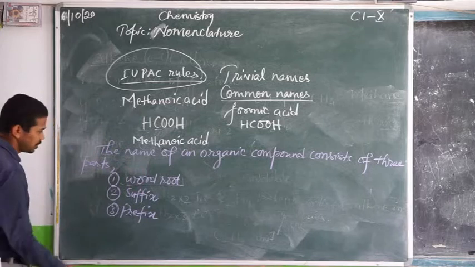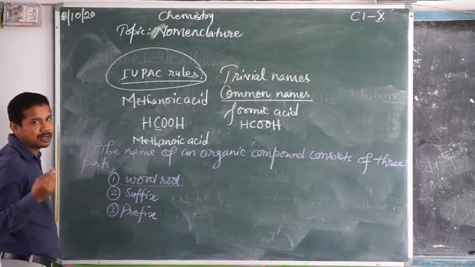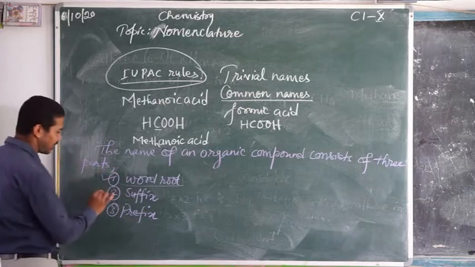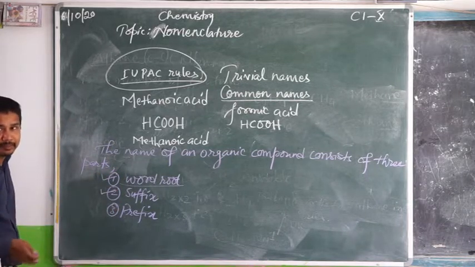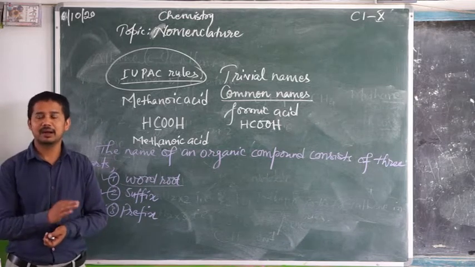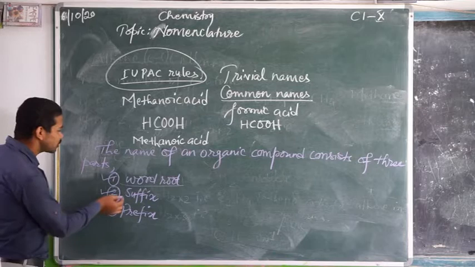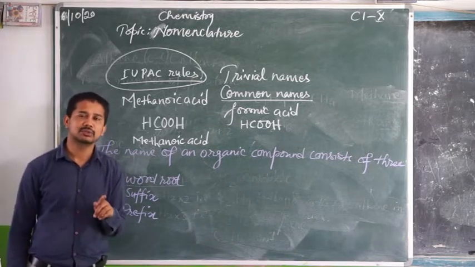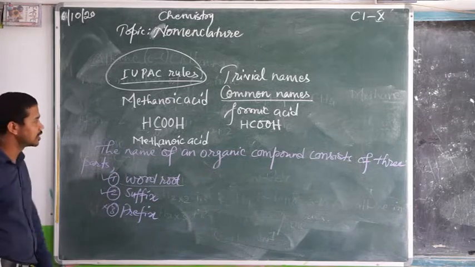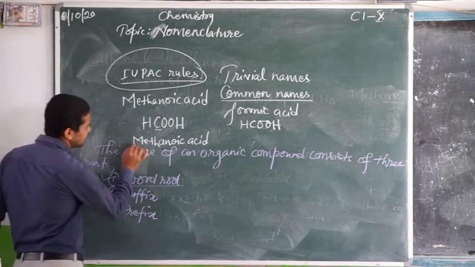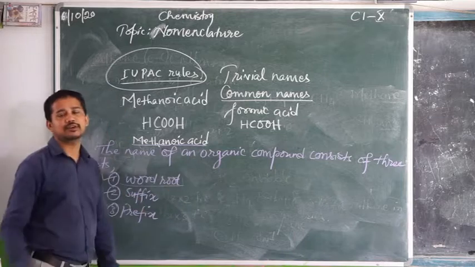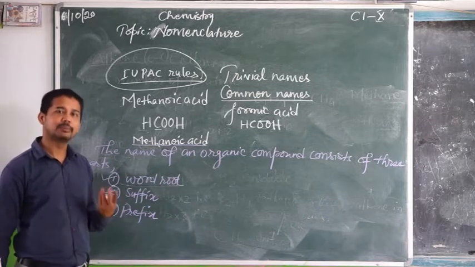Now let me tell you, the name of an organic compound must have a word root and must have a suffix. Some organic compounds may not have a prefix, but there are no organic compounds without a suffix or word root. For example, methanoic acid is word root and suffix only. Oic acid is the suffix. That means there is no prefix.